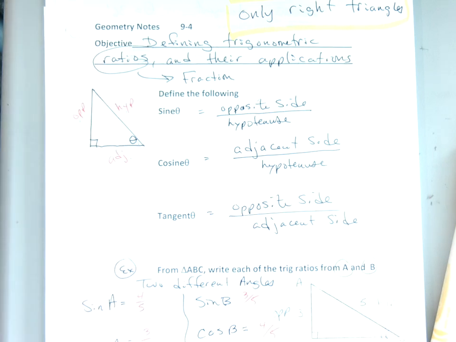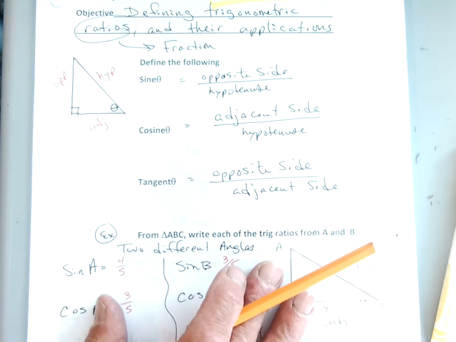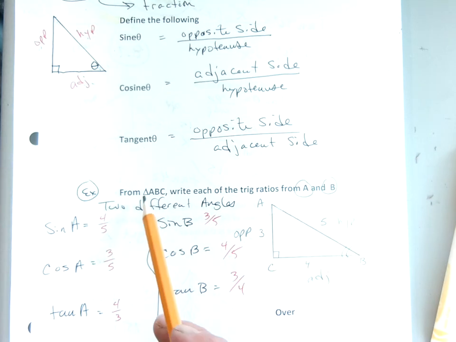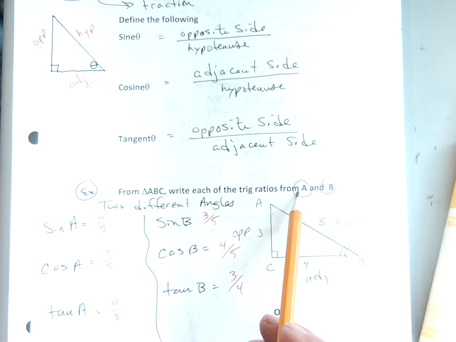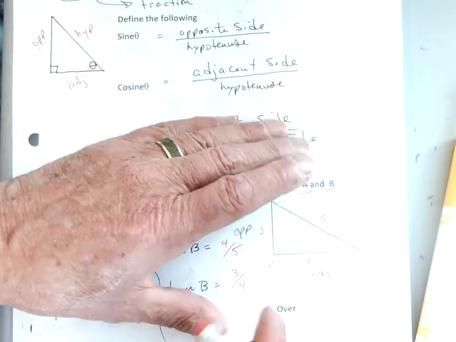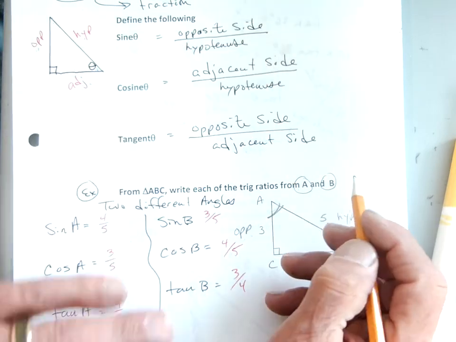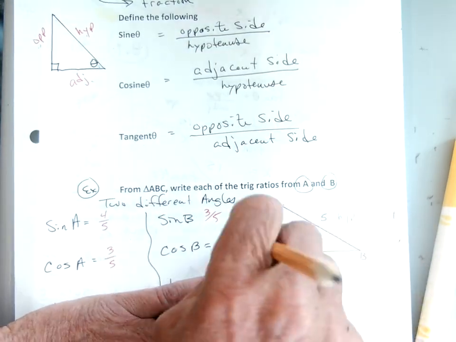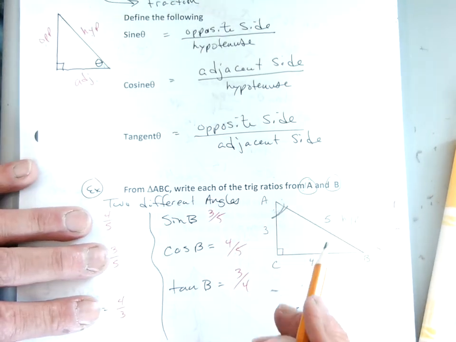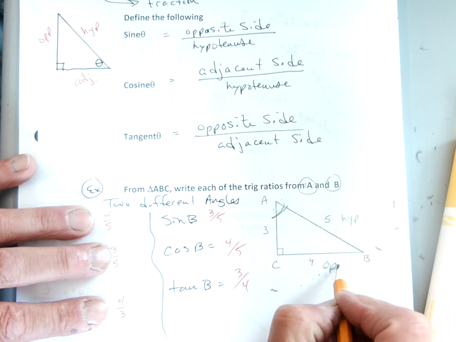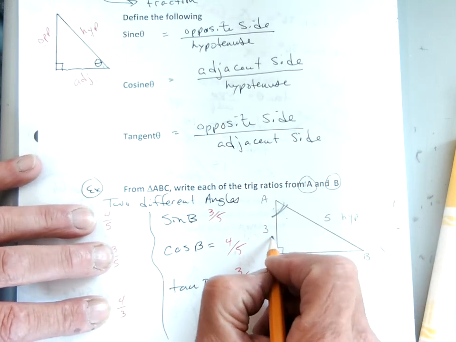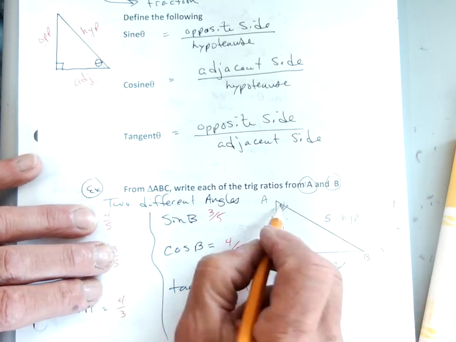Okay, now let's put some numbers here. So we have example number 1, and we need to find the trig ratios from A and B. So we've got two different angles. Let's do angle A first, and I've got to make sure I label my sides first. Here's angle A. 4 is the opposite side because I throw a rock to the opposite side. 3 is the adjacent side because it's next to angle A, and of course the 5 is the hypotenuse.